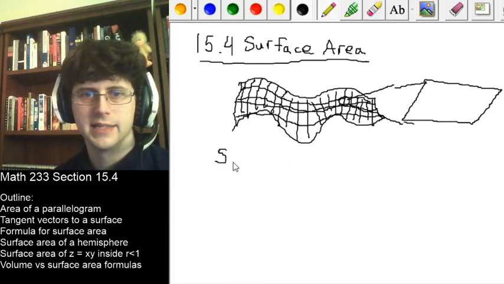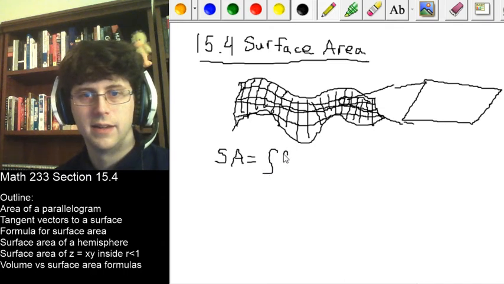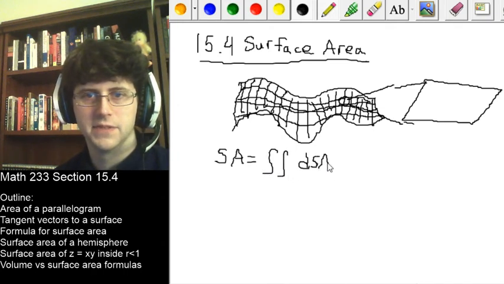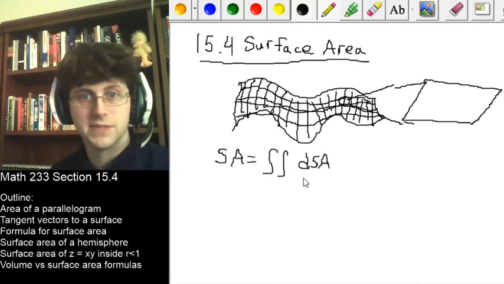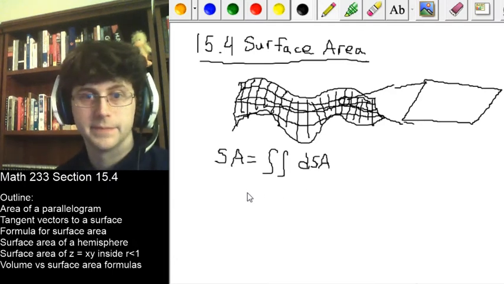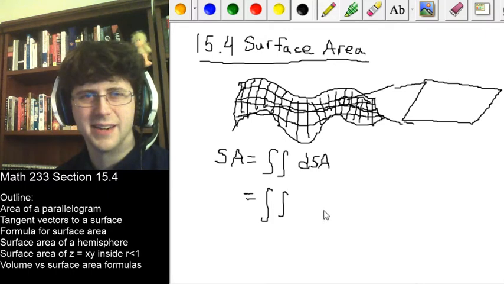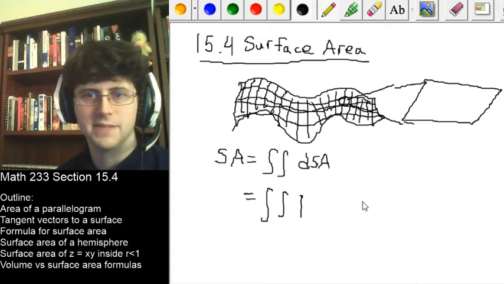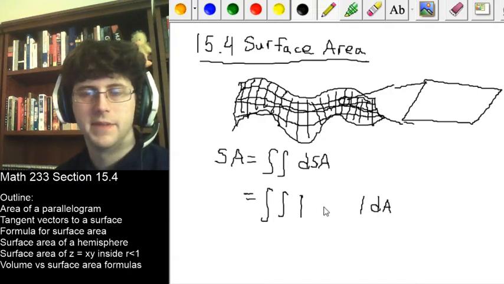So this is our plan: the surface area is going to be, well, add up all the little tiny surface areas. And the little tiny pieces of surface area are parallelograms. How do we find the area of a parallelogram? Well, we're going to have to find two vectors that make the parallelogram, and then cross them and find the magnitude.